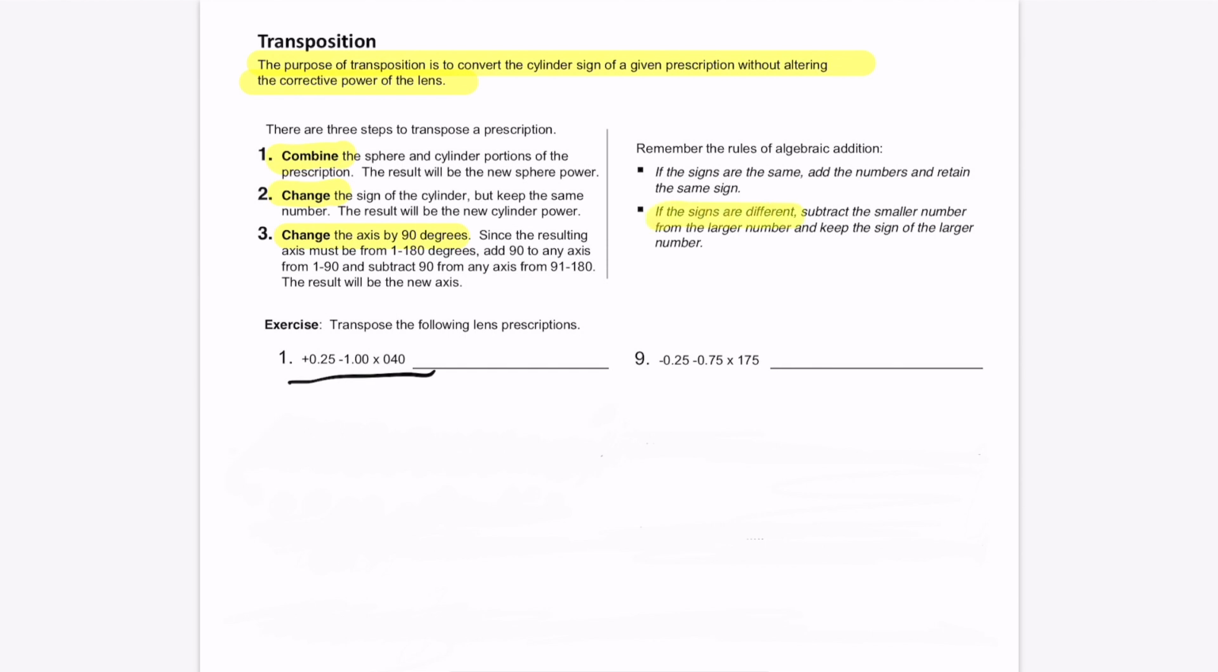Since these have different signs, we're going to subtract the smaller number from the larger number and keep the sign of the larger number. So in our example, that will be 1 minus 0.25. That's going to equal 0.75. And we're going to keep the sign of the larger one. So that's going to be a minus.